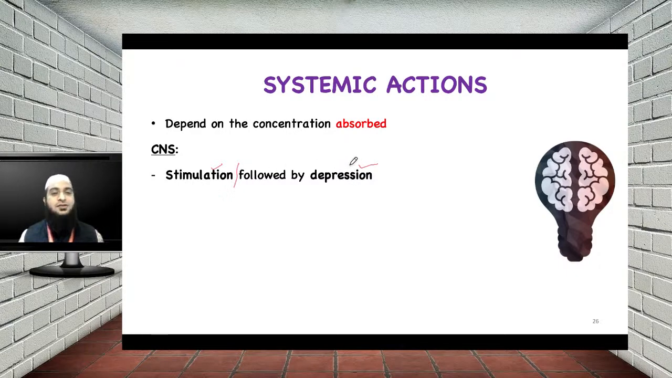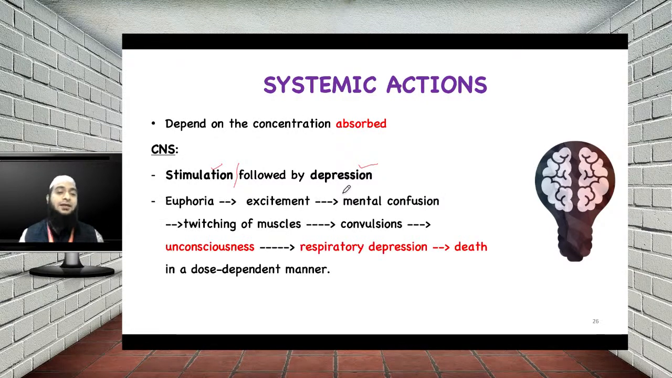But as you increase the concentration of the drug, if it is absorbed into systemic circulation, then the local anesthetic may produce stimulation in the initial part, which is followed by depression. So the overall action of a high dose of local anesthetic in systemic circulation looks something like this.